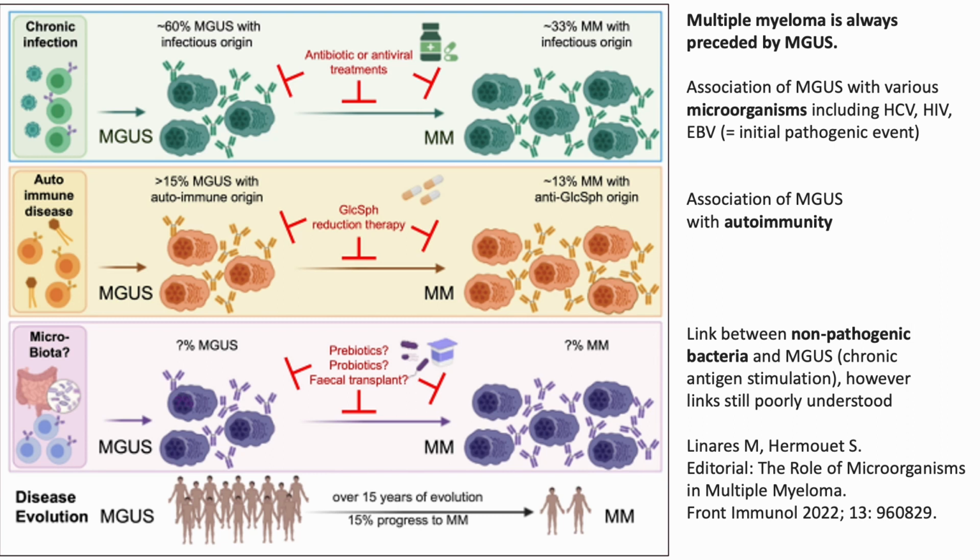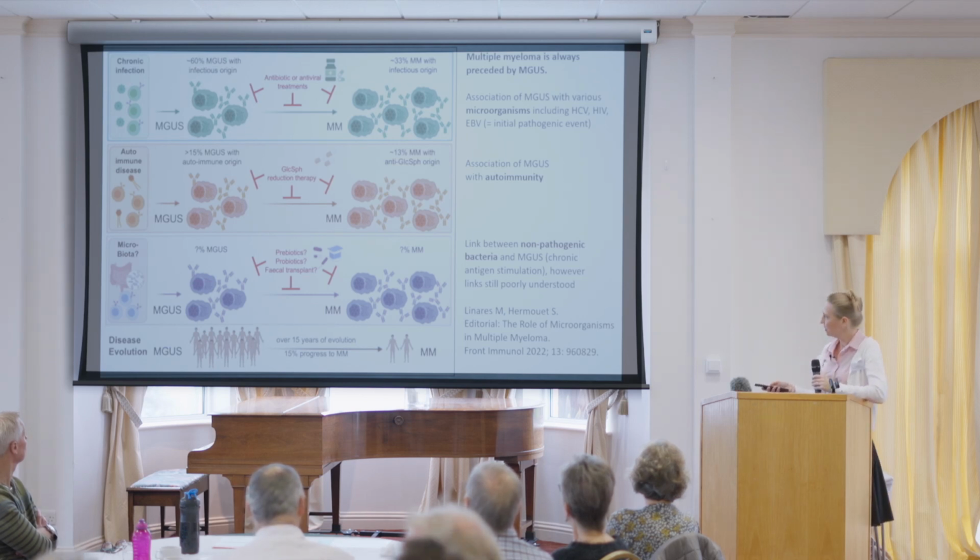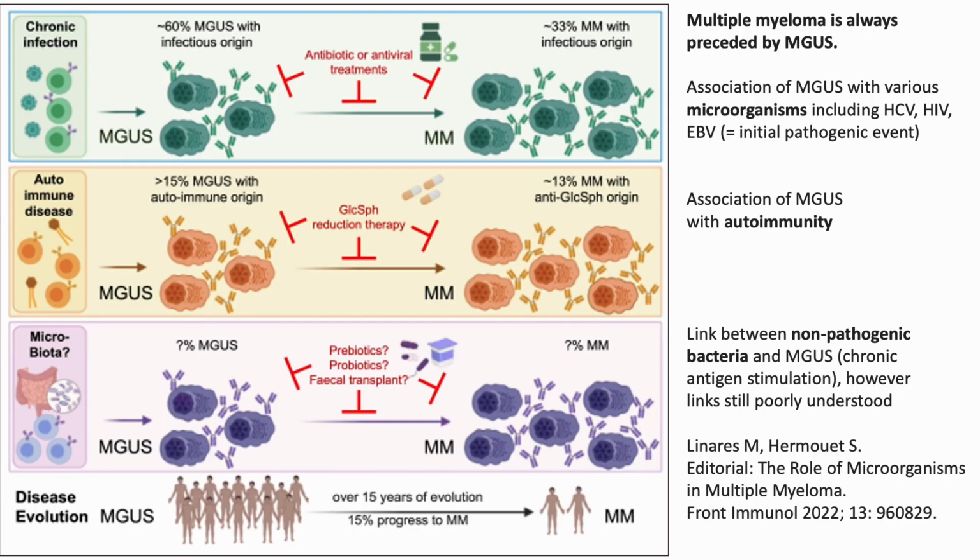If we were able to give an appropriate treatment, for example, antibiotic or antiviral medication, we would potentially be able to stop the development of the multiple myeloma from MGUS. The second pathway involves autoimmune disease. So if someone has autoimmune disease, they can develop MGUS, and if we were able to cut this pathway, we probably would be able to prevent the development of the multiple myeloma.